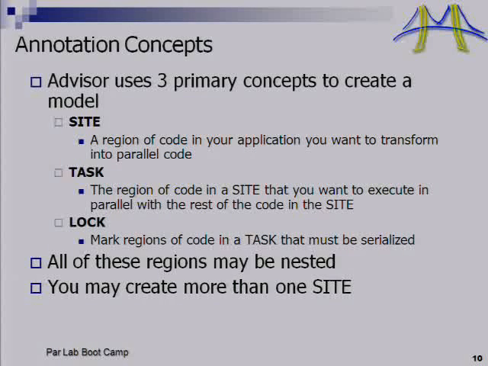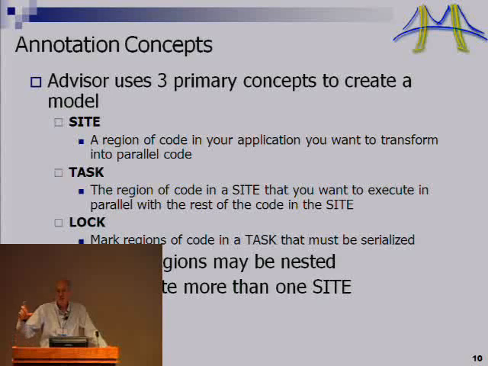The three key ones are parallel site, which is similar to OMP parallel. It defines where your parallelism starts, and really more importantly, the barrier at the end where all tasks wait until they all get there before execution completes. Tasks, that's where Advisor pretends to have execution running at the same time in parallel. And locks, lock regions pretend that only one task can execute at a time.